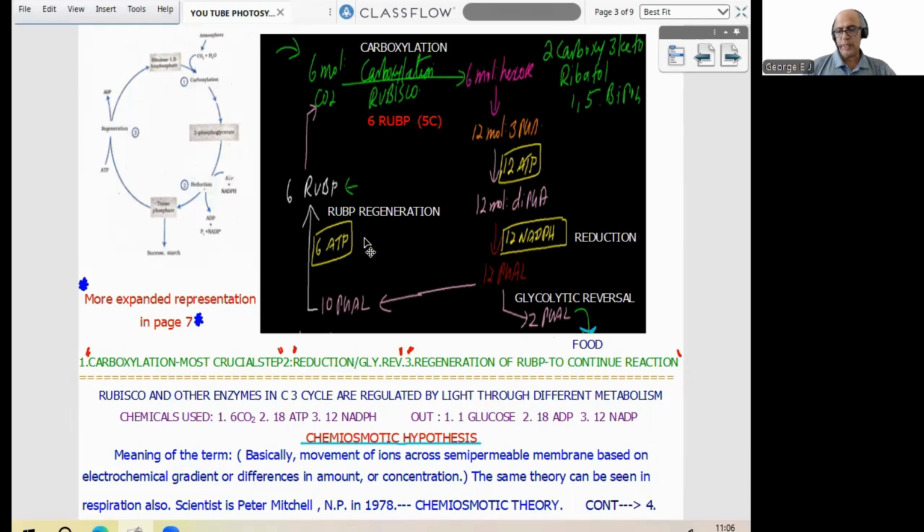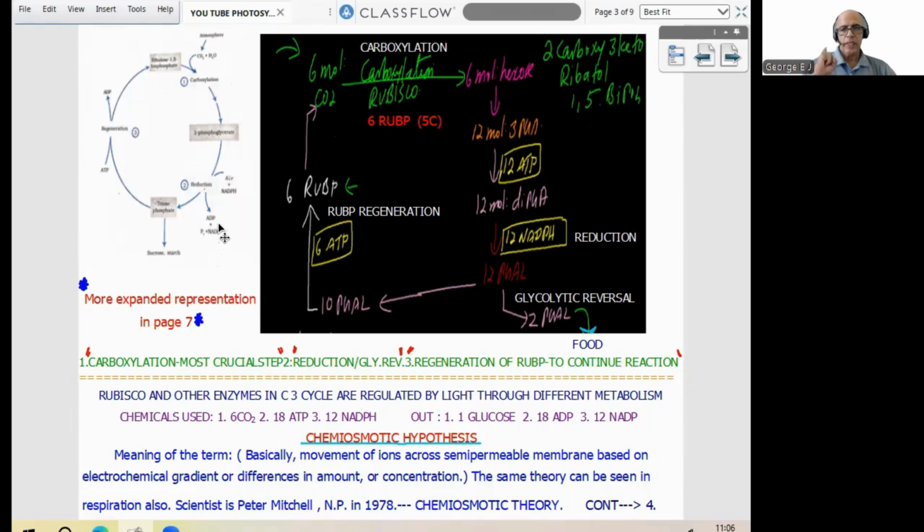For that, 6 more ATP needed. So 12 here, 6 here, 18. And that event is called RuBP regeneration. Again, 6 molecules of carbon dioxide will be coupled. The cycle will repeat. I think it is clear. After that, a statement with the green color I mentioned.